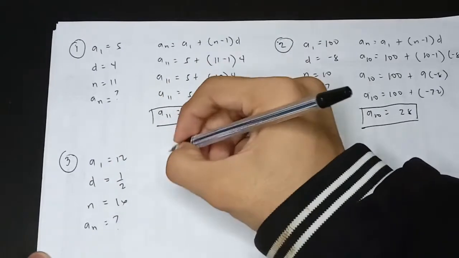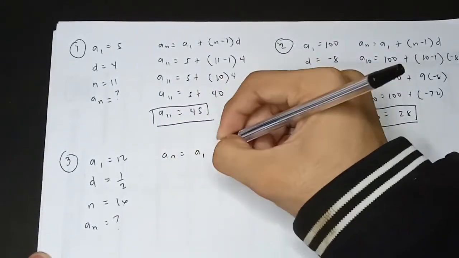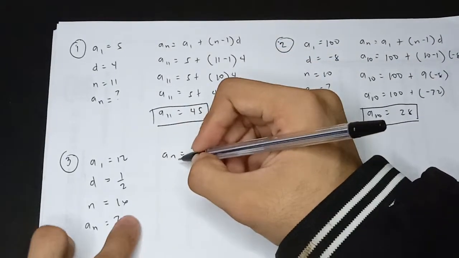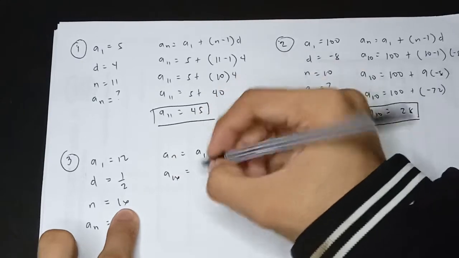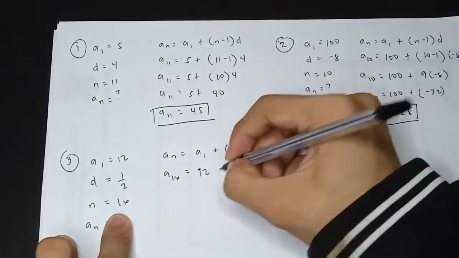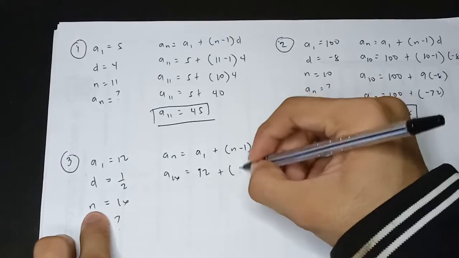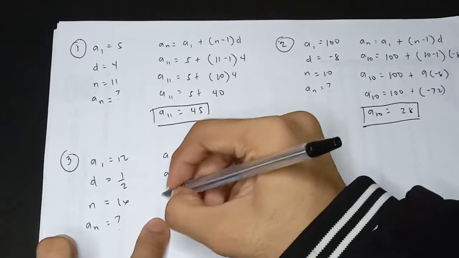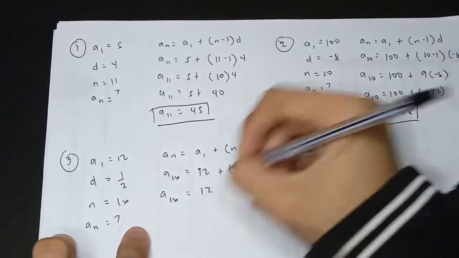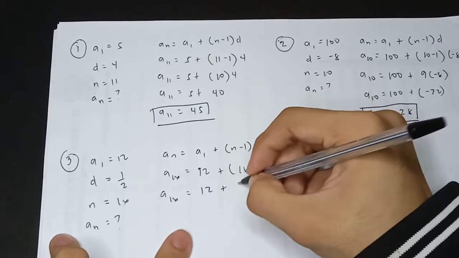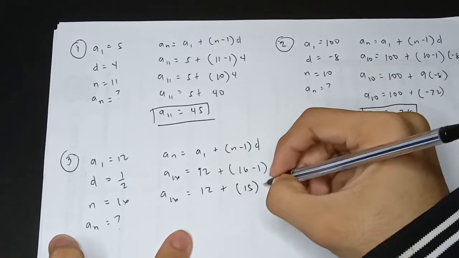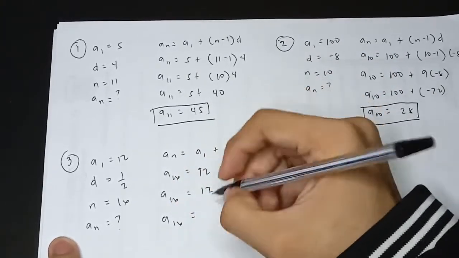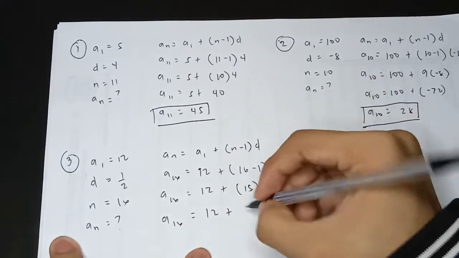Okay, so formula ulit. A sub n is equal to a sub 1 plus n minus 1 times d. So a sub n natin is a sub 16, equal to a sub 1 which is 12 plus n which is 16 minus 1 times d, which is 1/2. So a sub 16 is equal to 12 plus 16 minus 1, that is 15, 15 times 1/2. So a sub 16 is equal to 12 plus 15 over 2.